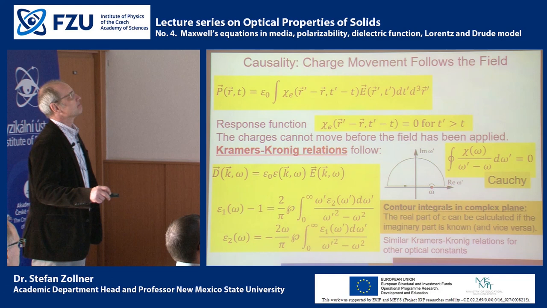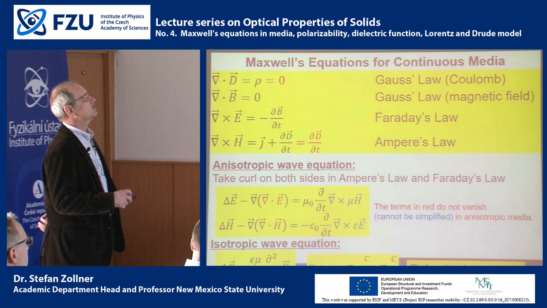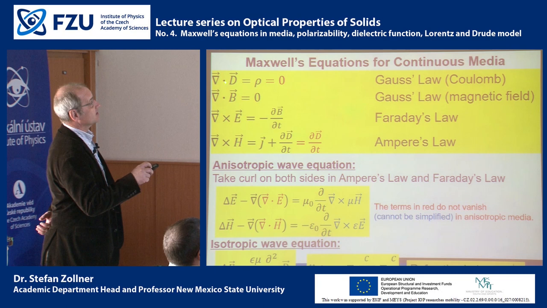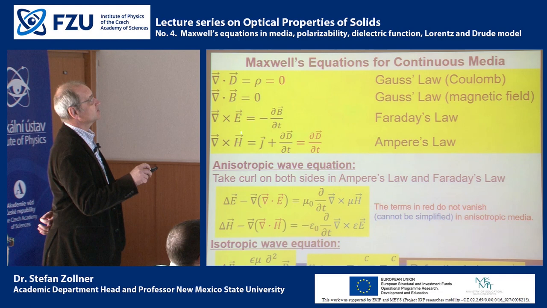So let's now move to Maxwell's equations for continuous media. Instead of saying that the divergence of the electric field is zero, we now say that the divergence of the dielectric displacement is zero. The same for the divergence of the magnetic flux density. In Faraday's law and Ampere's law, we have the curl of the electric field and the magnetic field. And here, for Ampere's law, the curl of the magnetic field is equal to the current.